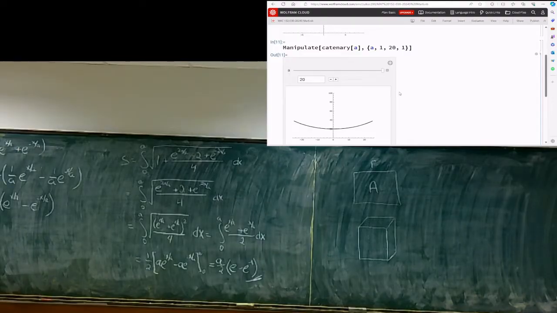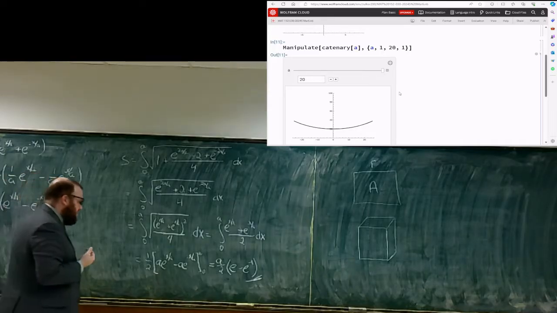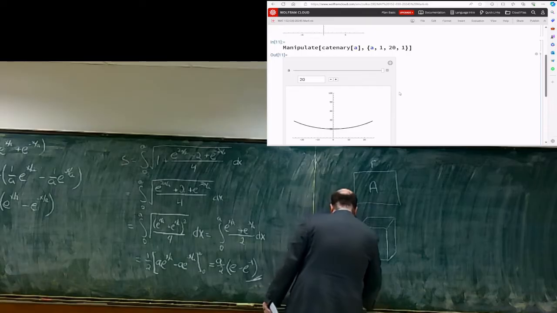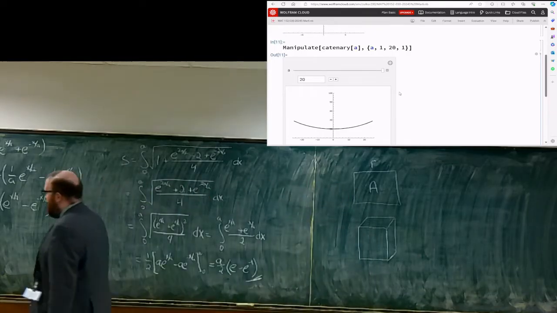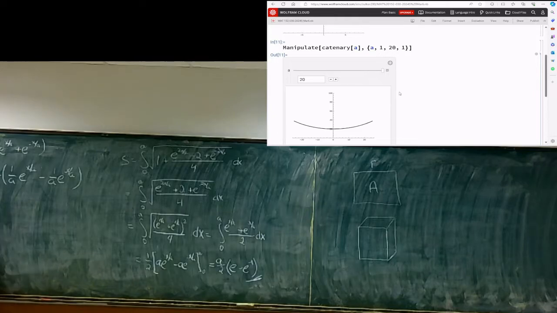We looked at volume the past 3 days, right? The past 3 classes. Now we're going to do surface area. More specifically, in this class, surface area for a surface of revolution. You'll look at surface area more generally in Calc 3. So what is a surface of revolution? I'm so glad you asked.